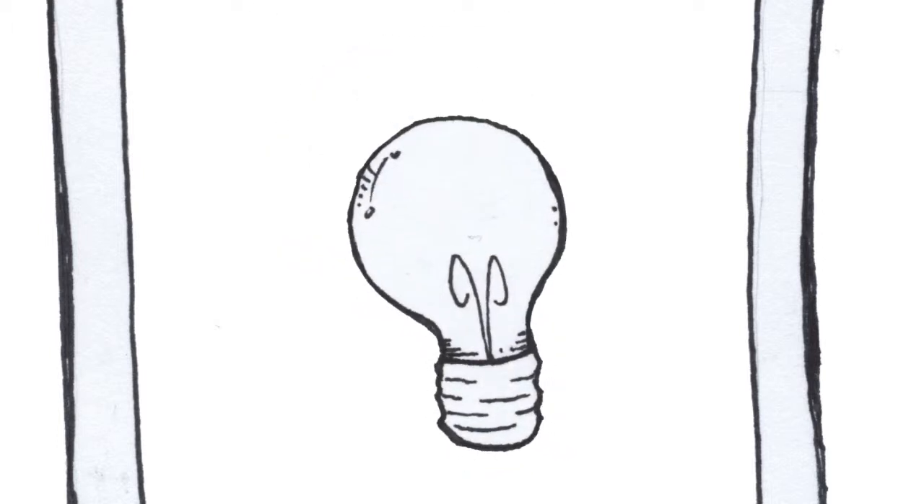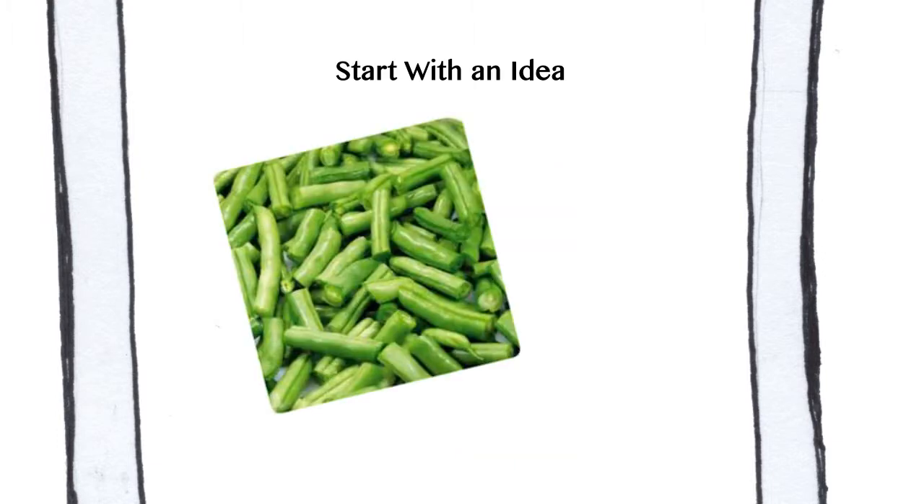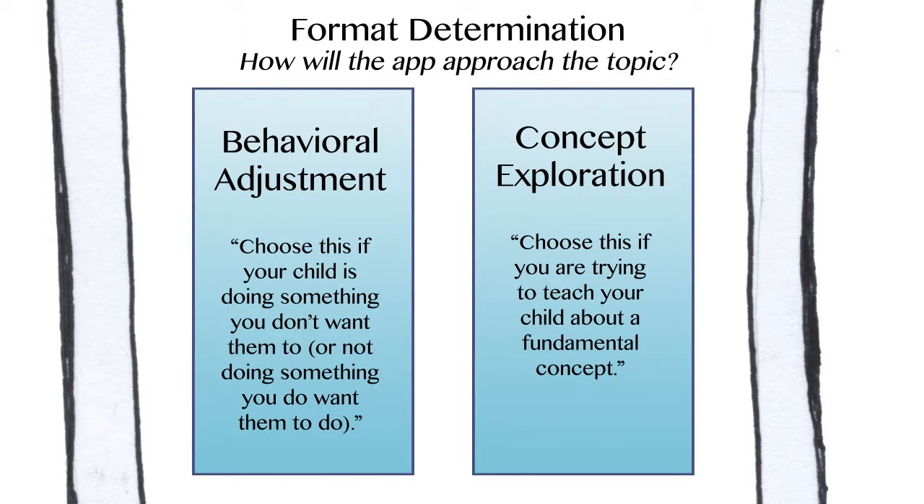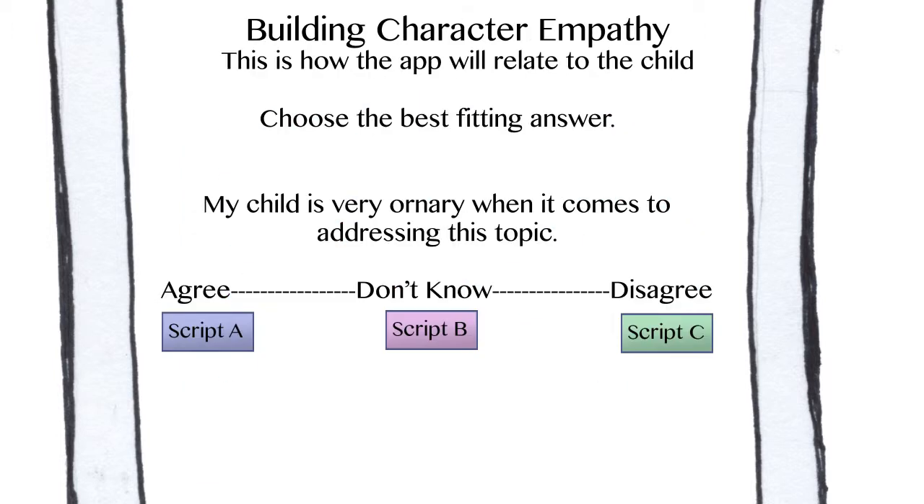Parents answer the questions with a specific topic in mind. This is meant to be the center of the discussion, including anything from Johnny won't eat his green beans to Alex is going to have a new brother or sister. The first questions the program asks will determine the format of the story. This provides the program with context of what type of issue the parent wants to tackle within the story, whether it's behavioral adjustment or concept exploration.